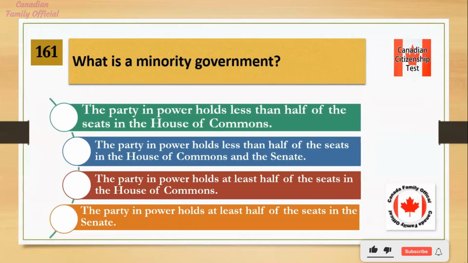What is a minority government? Number 1 the party in power holds less than half of the seats in the House of Commons. Number 2 the party in power holds less than half of the seats in the House of Commons and the Senate. Number 3 the party in power holds at least half of the seats in the House of Commons. Number 4 the party in power holds at least half of the seats in the Senate. And the answer is the party in power holds less than half of the seats in the House of Commons.